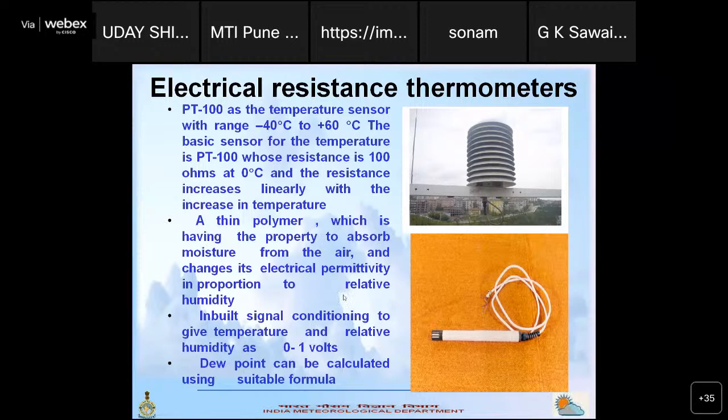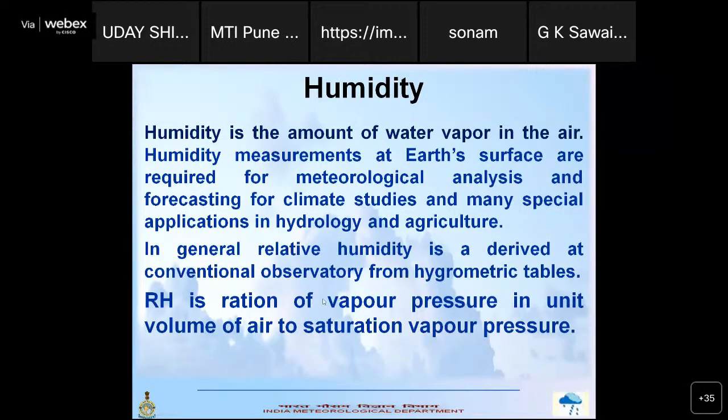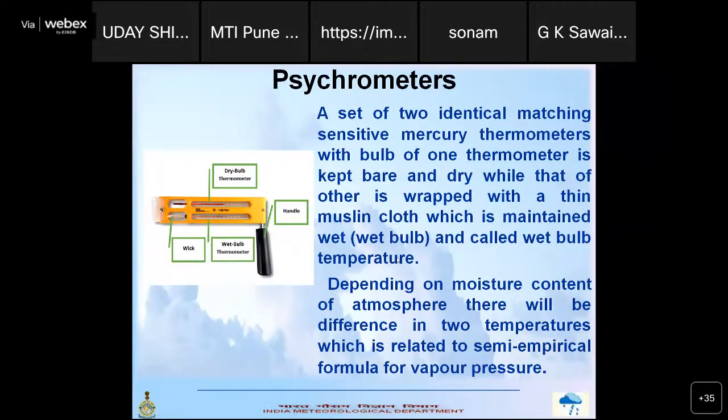So humidity, we have already discussed this. Humidity is nothing but water vapor, and the psychrometer is also a device which gives the humidity mechanically. It has one dry bulb thermometer and one wet bulb thermometer. The wet bulb is always kept wet. We have to pour some water on the bulb of that mercury thermometer and make it wet, and the dry bulb is always kept dry.